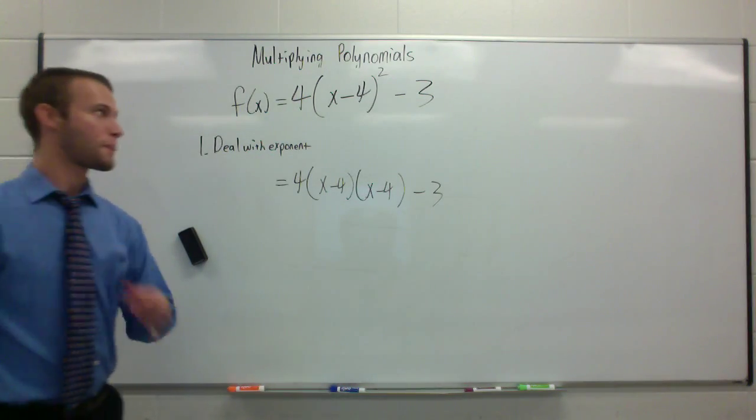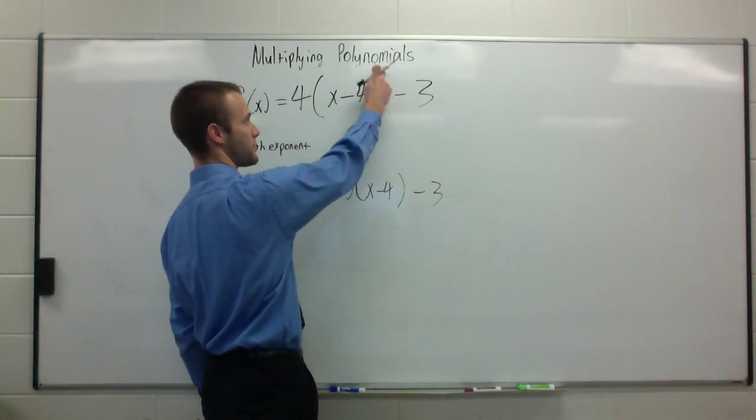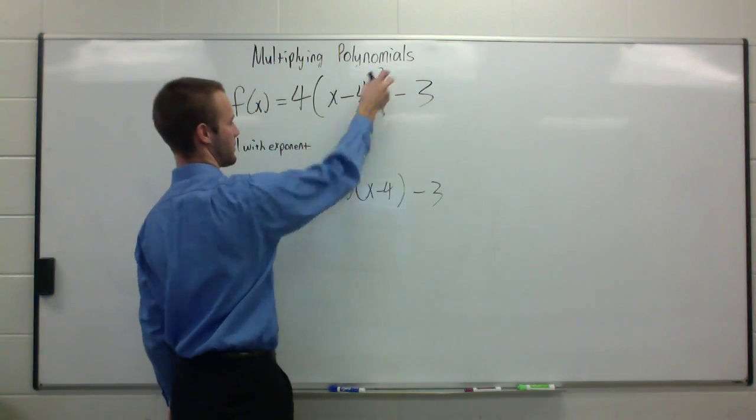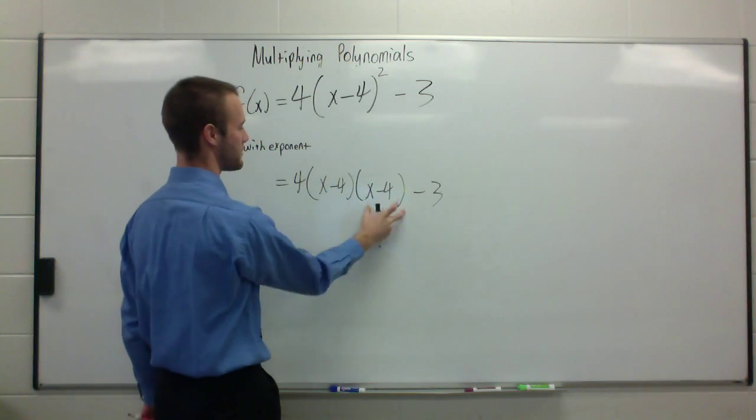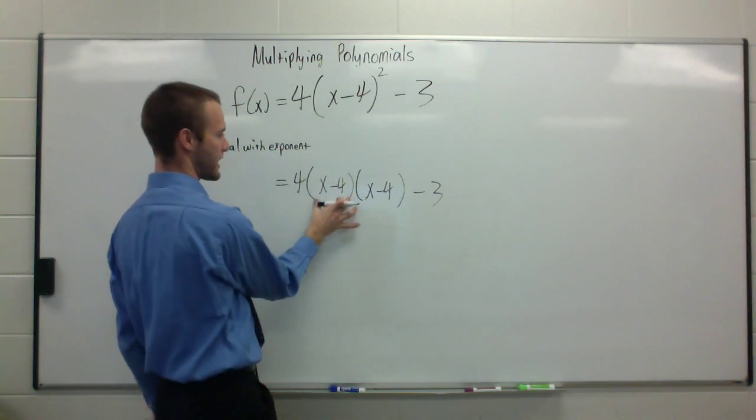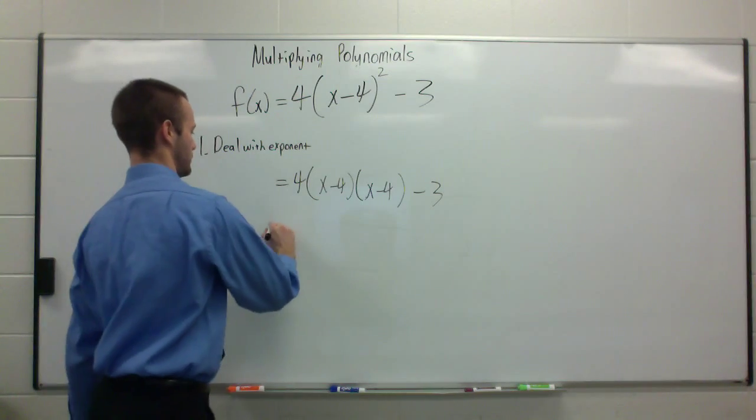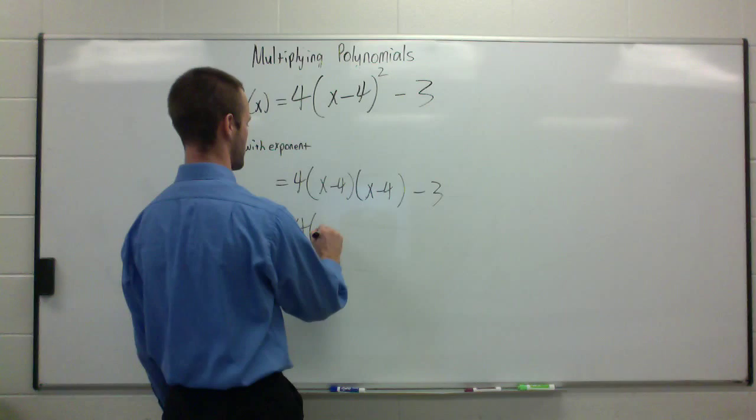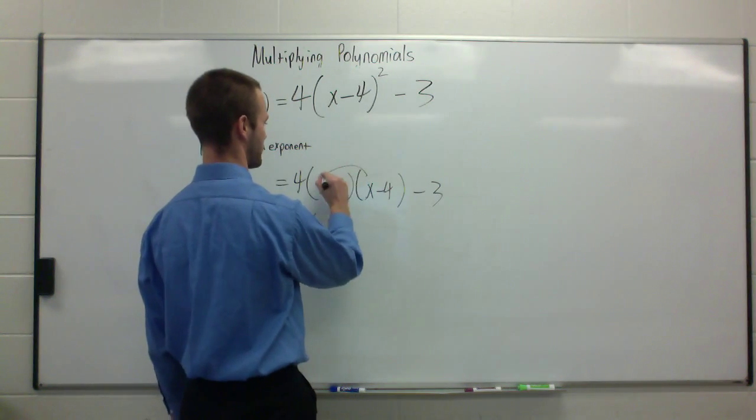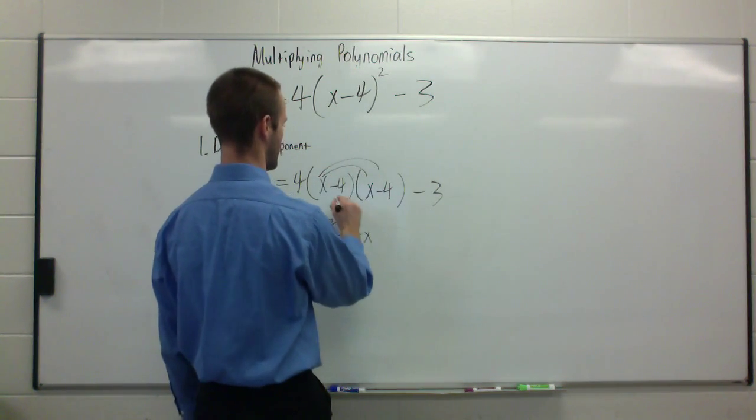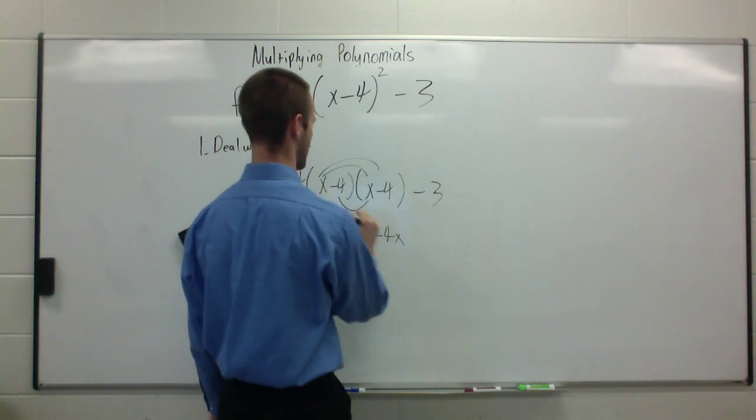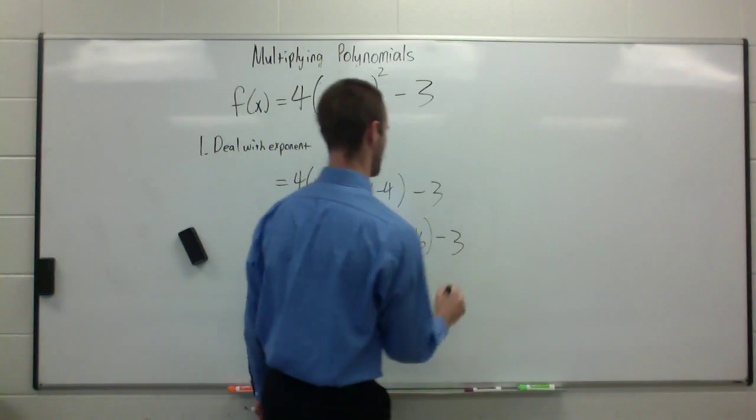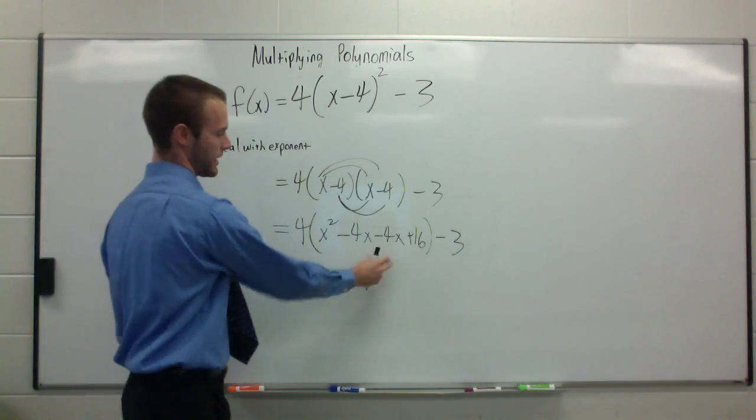Right? Exponents do not distribute into parentheses like constant numbers do, because you have to remember that it's an exponent. That means you're multiplying it by itself. So we multiply x minus 4 and x minus 4. For this one, I'll use FOIL for all you fans of FOIL out there. So I'm going to have x squared minus 4x minus another 4x, and then plus 16, and all minus 3. Then I'm going to combine like terms in here.